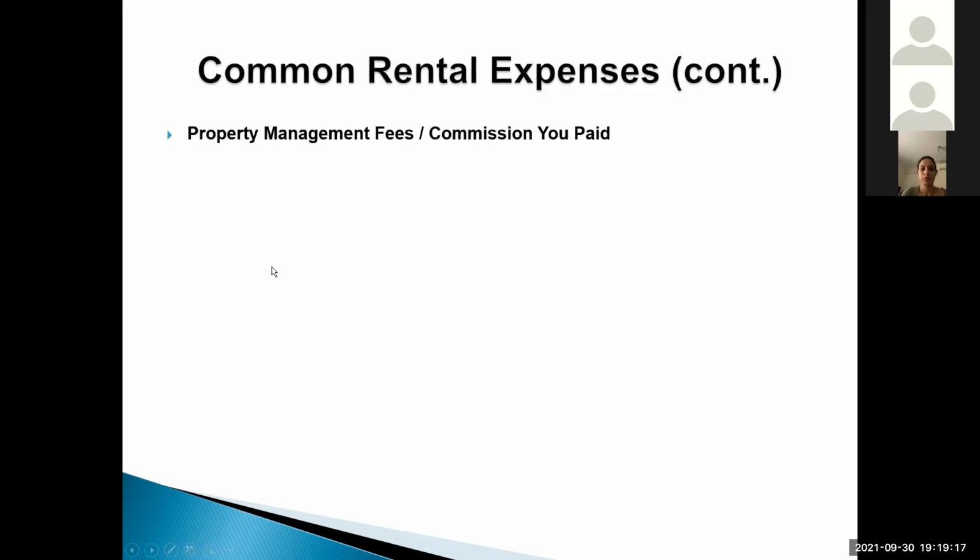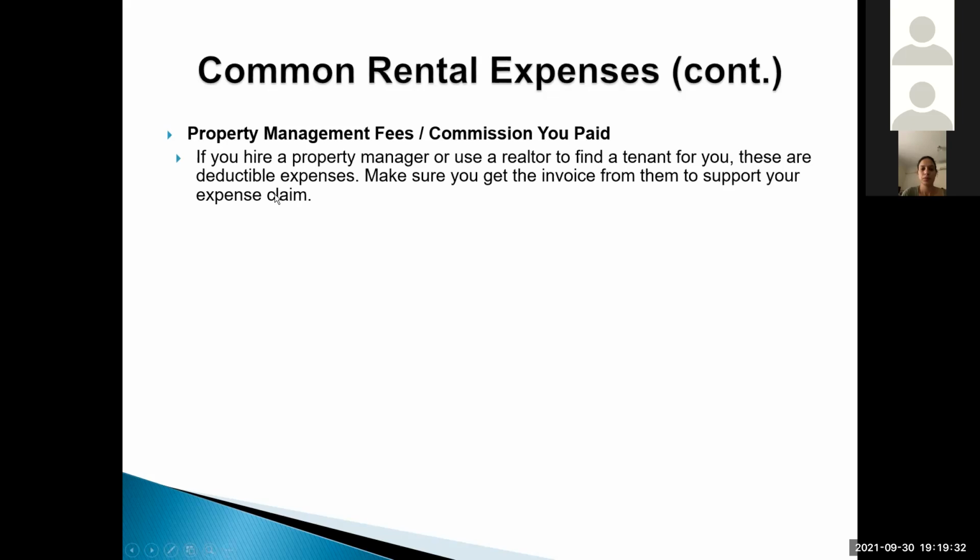So property management fees, as I said earlier, I do recommend that you have someone else manage the property for you as quickly as you can get that done so that you can focus on other things. Sometimes there's a commission that you'll pay to a realtor or other person such as the property manager to find a tenant. And these are something you can deduct, but like everything else, you want to make sure you get an invoice from them for that service.